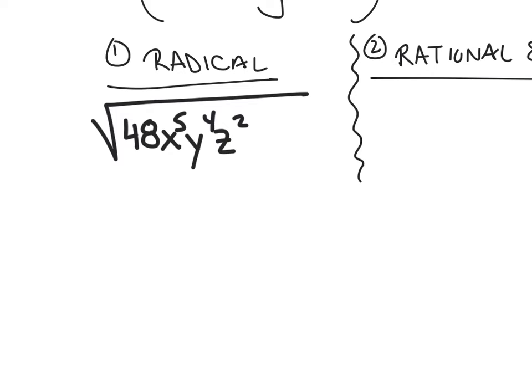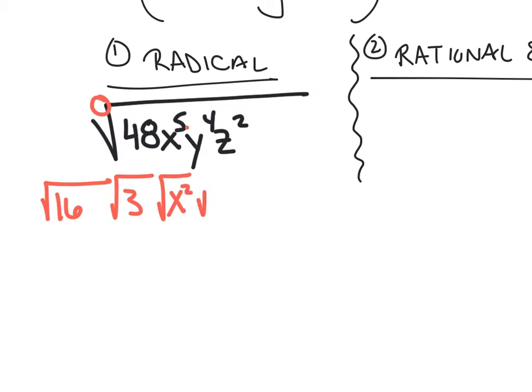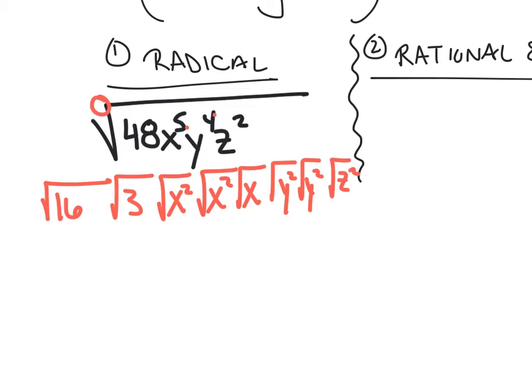But I'll write it out the long way. I have to break up 48, so I'm going to say that's 16 and 3. Because this is a square root, I can only use exponents of 2. So x squared, x squared, that's 2, 4, and there's going to be 1 left over to make 5. I'm going to do a y squared and a y squared. That would give me a total of 4. And then a z squared.